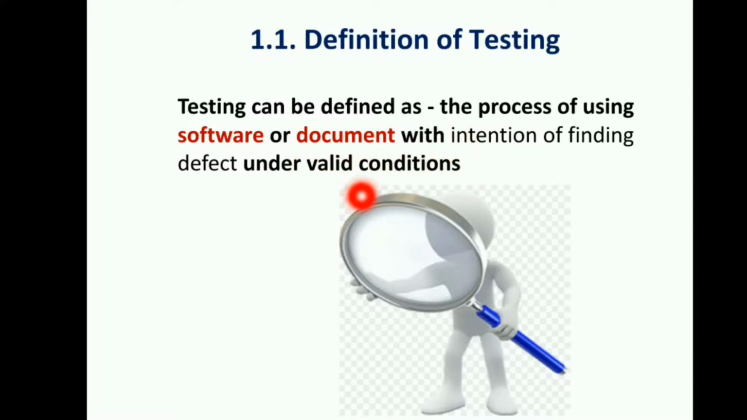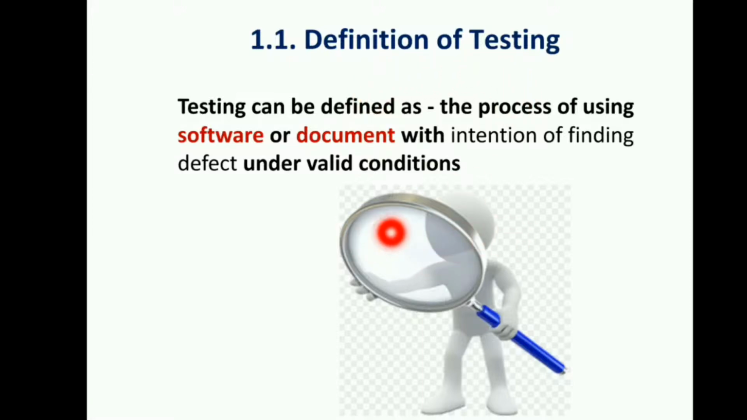For example, if you want to drive a vehicle whose range is around 350 or 400 kilometers per hour, your expectation should be within 350 or 400. It's not like 600. If you expect 600, then it will always fail. So that's what it means: it should be under valid conditions. This is the main definition of testing.